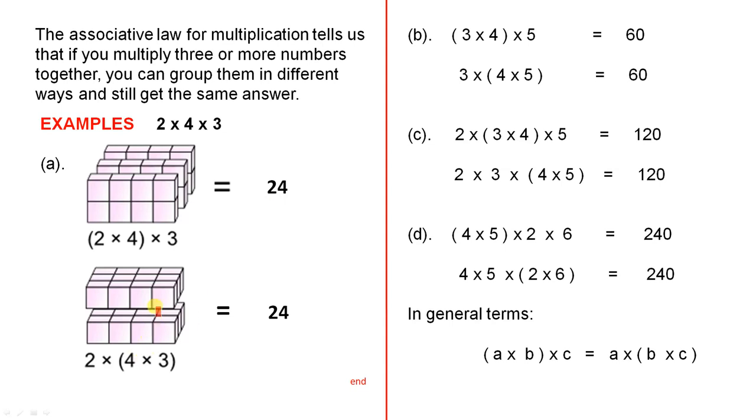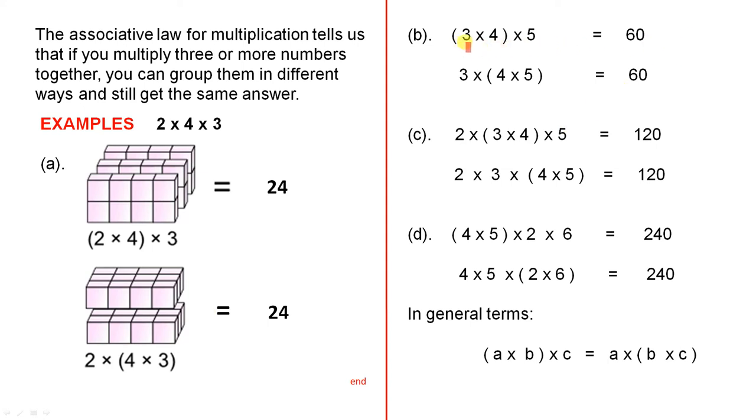Or you can have a group of 4 and another 4 and another 4. So there are 3 rows of 4. See, that's 3 rows of 4. But there are 2 of them. So there's one group there and that one there. So you can have 2 times 4 times 3 to also give you 24. So it doesn't matter which way you group the tiles, you still get 24 with respect to multiplication.